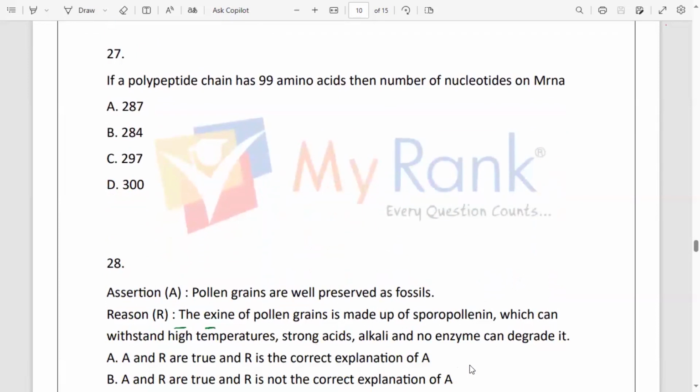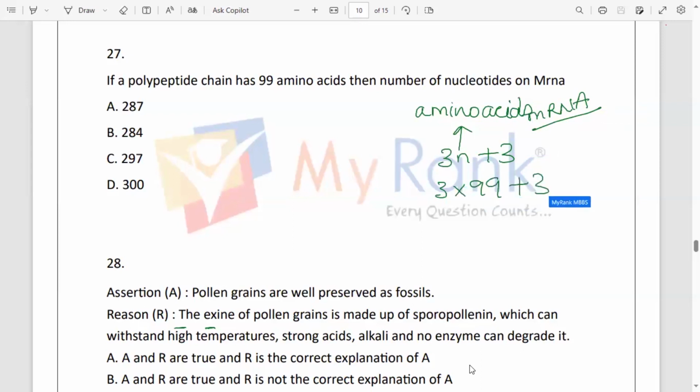Now, if a polypeptide chain has 99 amino acids, then what is the number of nucleotides in mRNA? In the sense, the formula is 3n plus 3, where n corresponds to the number of amino acids. So 3 into 99 plus 3. That comes to be 300. So the answer is D.